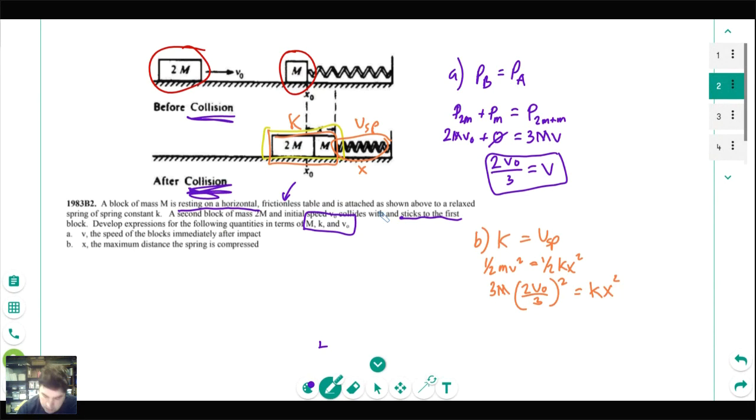All right, a little bit of working here. 4v0 squared over 9 times 3m, so that's 4 mv0 squared over 3, is kx squared. And then finally solving for x completely here, 4 mv0 squared over 3k, square rooted, is x. And that matches all of our requirements. It's in terms of m, k, and v0. And yeah, that is that question done.